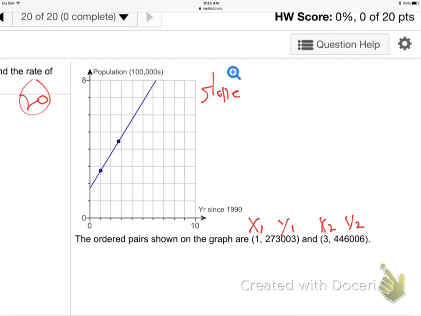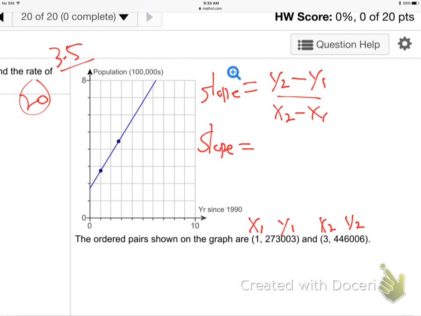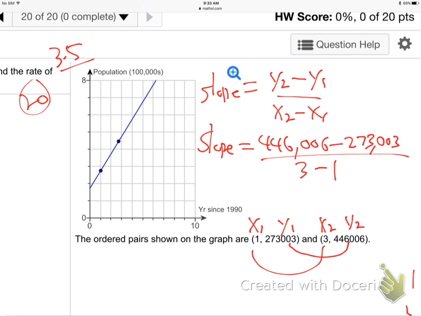So this is number 20 in 3.5. So slope is y2 minus y1 over x2 minus x1. So slope is this minus this. It's 446,006 minus 273,003 over 3 minus 1. x2 minus x1. So, whatever your calculator says, hit the buttons. That's all they want. That's all they want on that one. Just slope. They say it weird. They say rate of change, but that's what it means.